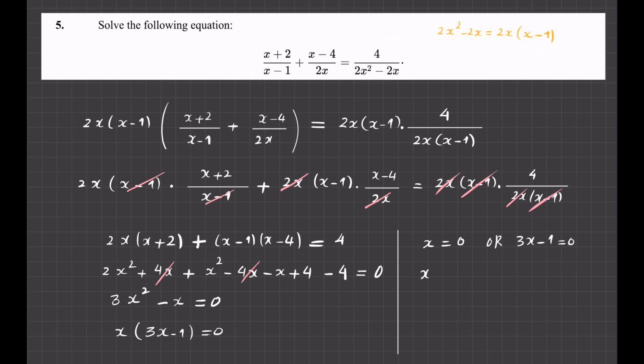So this means that either x equals 0 or x is equal to 1/3. But you remember in the lesson that you shouldn't be in a hurry when it comes to rational equations. This one, you can see, is a false root.